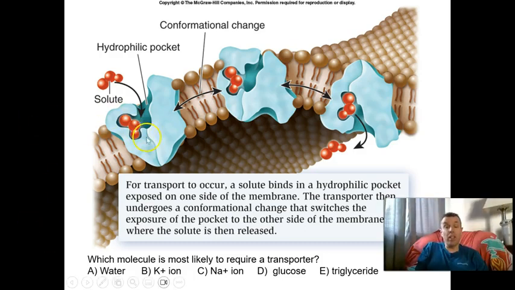You actually have to bind it on one side, then change conformation, release it on the other side. And so again, the things that most likely need transporters are anything polar or charged that needs help getting through, but generally the larger things for which a channel would not work. Because the larger things, you can't make a channel because too many things would flow through it.